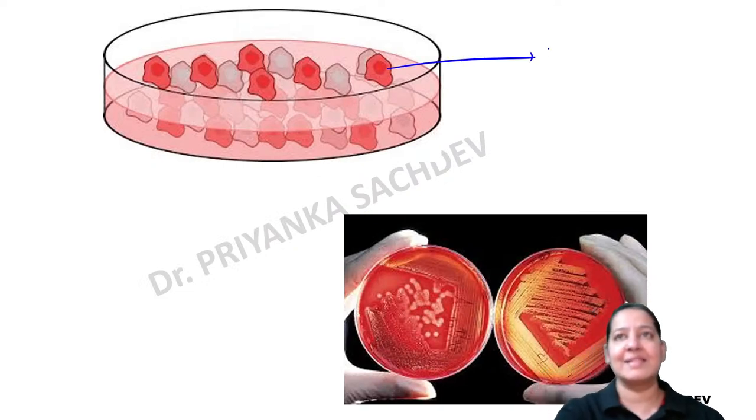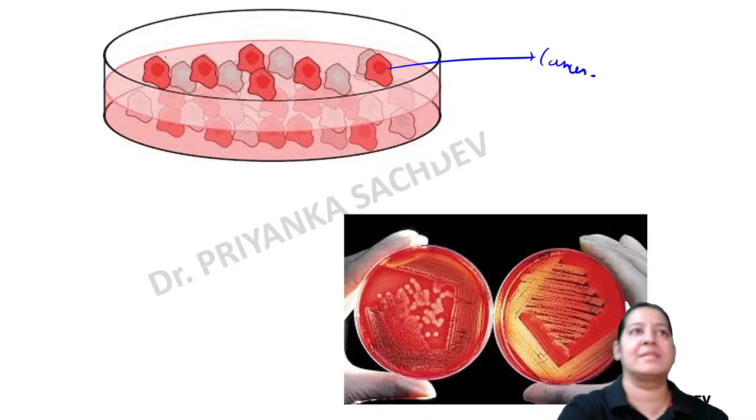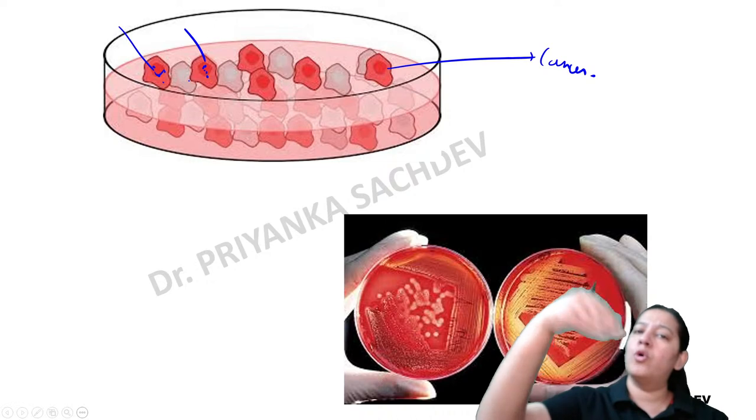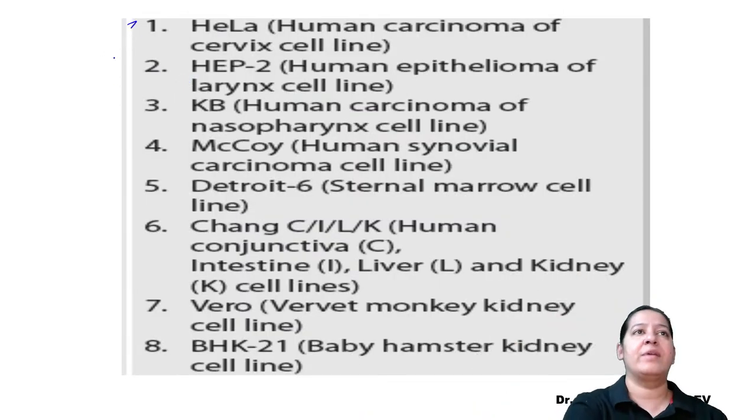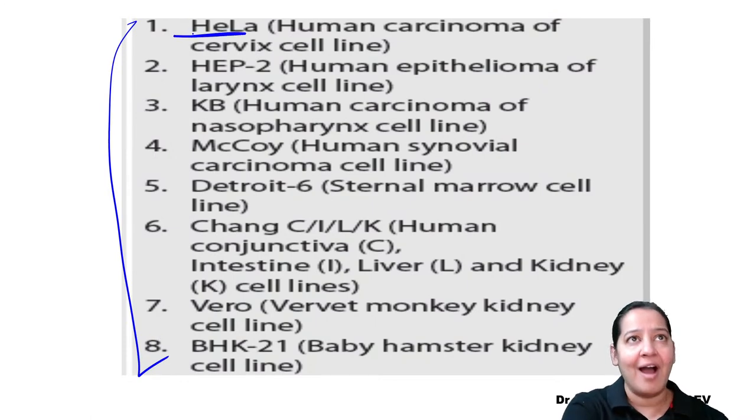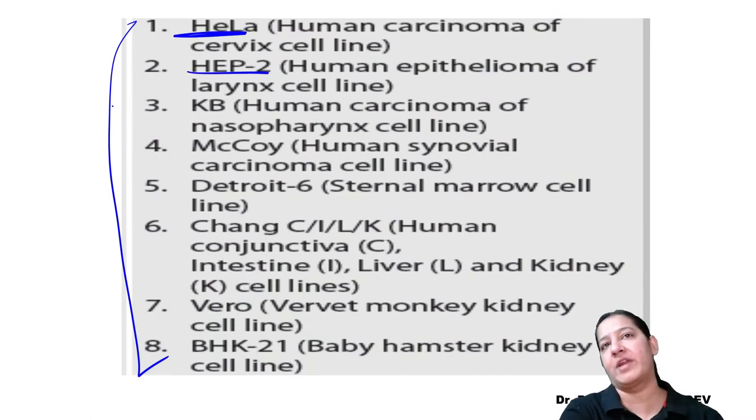So these cells are cancer cells and they will continuously divide. You have to put virus inside them. The virus will grow and grow. These cells will never die. You can see the examples. HeLa and HEP2 are the most important examples.